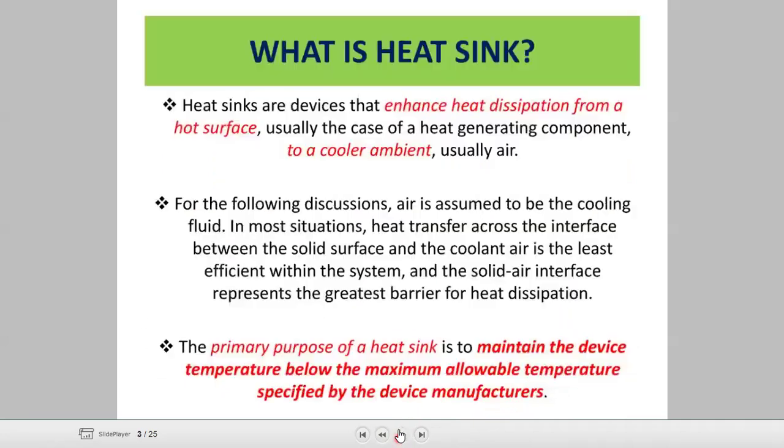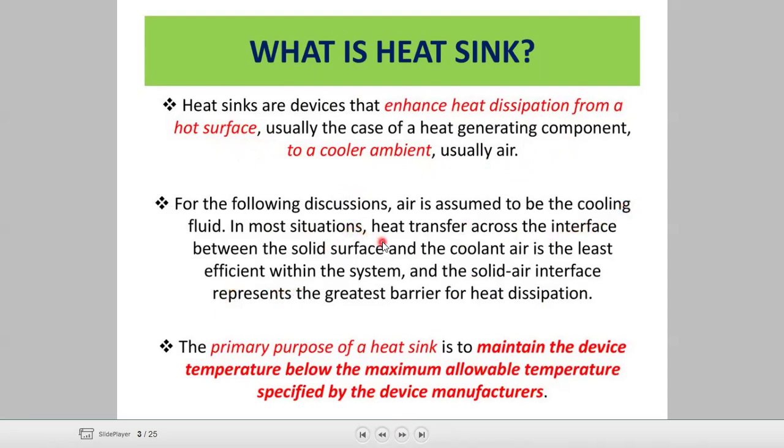It may get damaged. Heat sinks are devices that enhance heat dissipation from a hot surface, usually the case of a heat generating component, to a cooler ambient, usually air. So how hot surfaces become close means the air is flowing into it. So, we will see for following discussions. Air is assumed to be the cooling fluid, right?